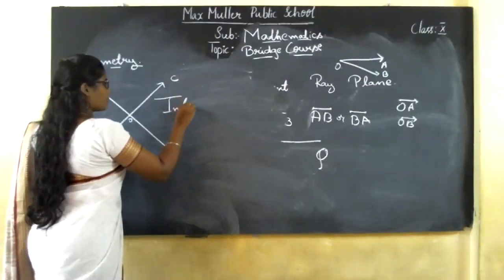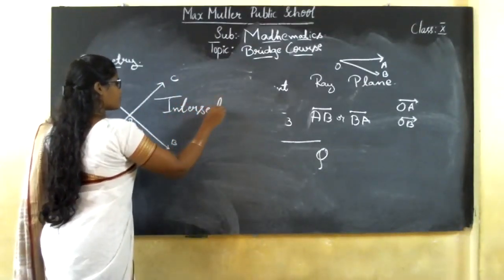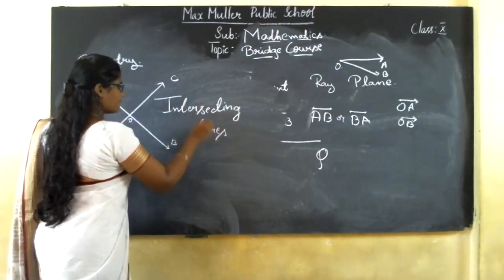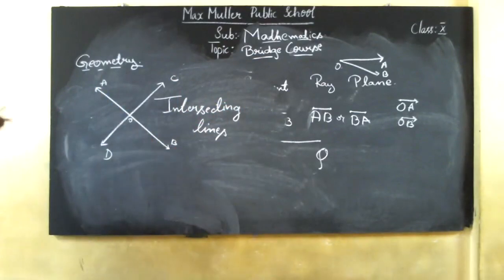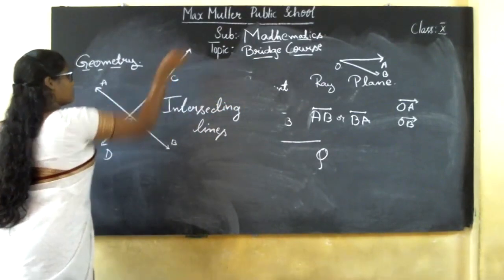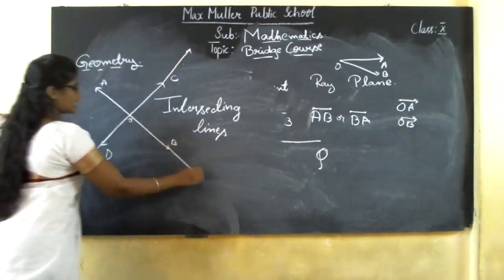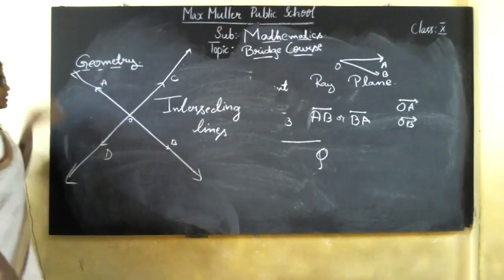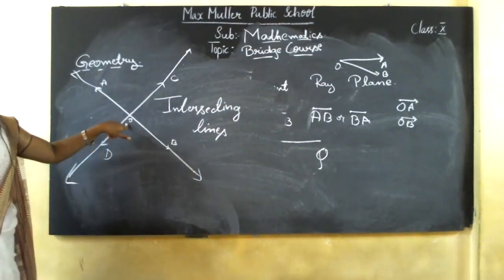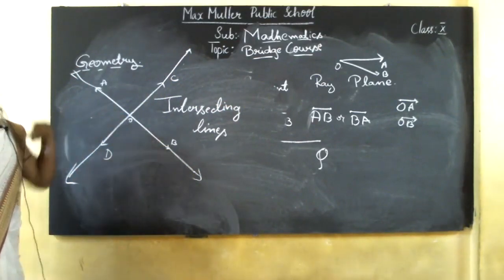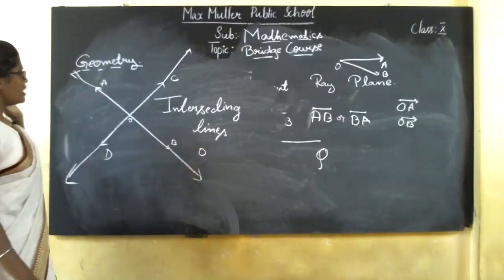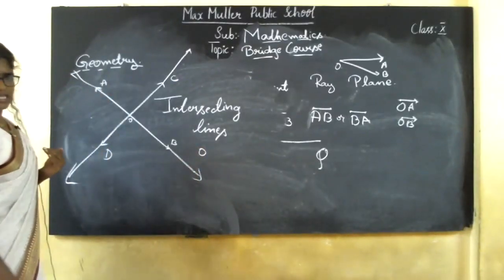Intersecting lines. Why is it not a line segment? Because it does not have an end point. I can extend to whichever length I want, but it does not have an end point, and it has only one intersecting point, which is point O. So point O is the intersecting point of line AB and CD.